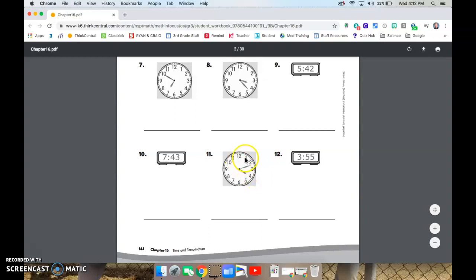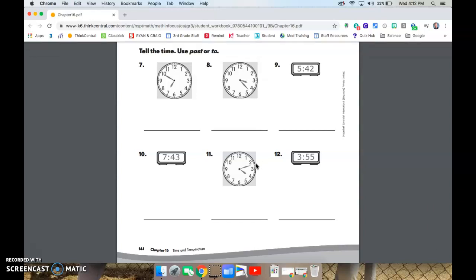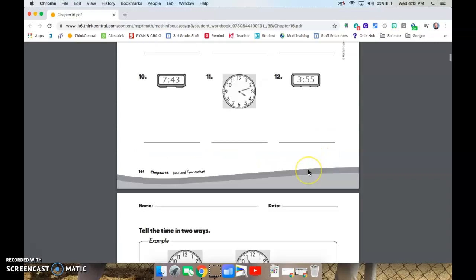And here we have 5, 10, 11, 12. Let's go with 12. Or 13 if you want. If you had 13, don't erase it. Just leave it. It's fine. Let's go 12 minutes past 4. And here we have 5 minutes to 4.